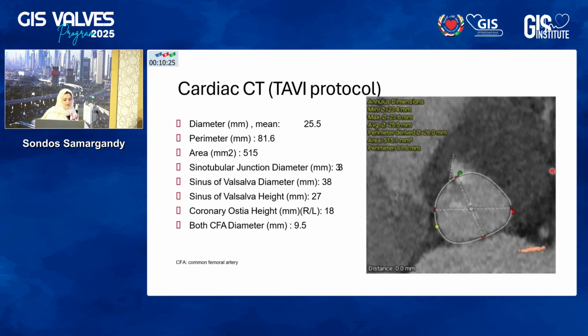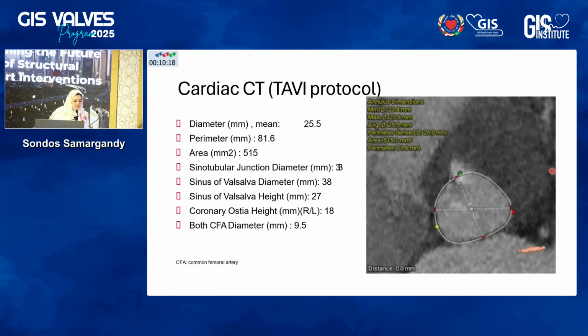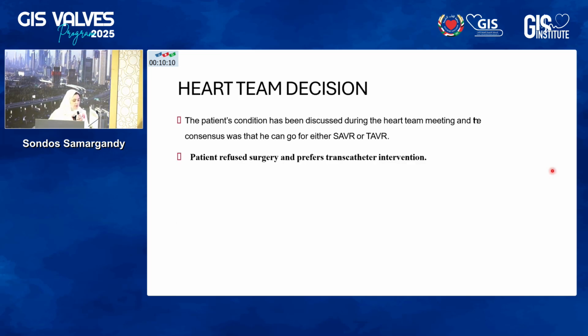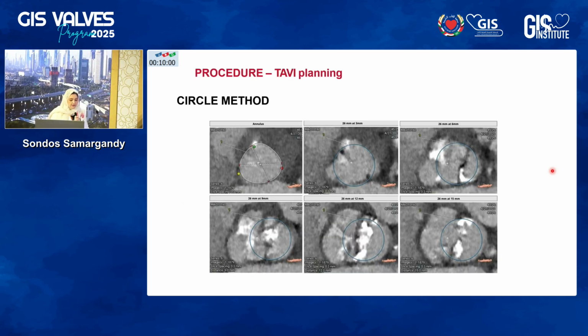Okay, great. So going back to our patient, our area is 515. We have good sinuses, sinus of Valsalva were fine, and also the coronary heights were fine. The case went for a heart team discussion, and the consensus was the patient can go for either, because he's in the lower aortic side, but the patient refused surgery and went for TAVR.